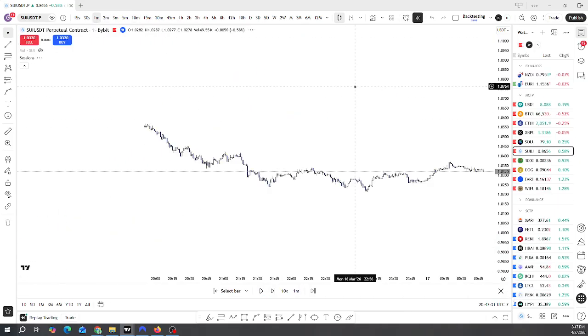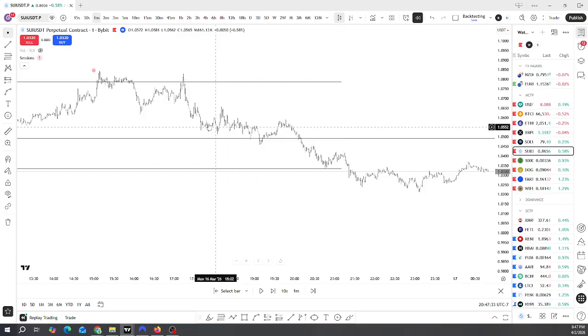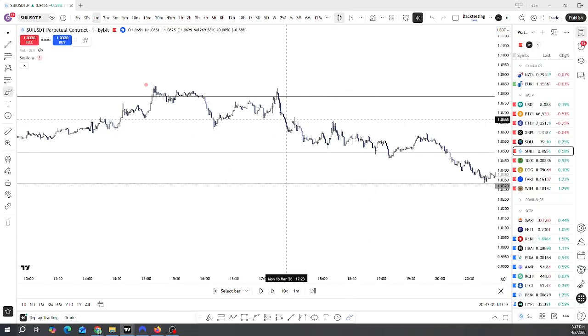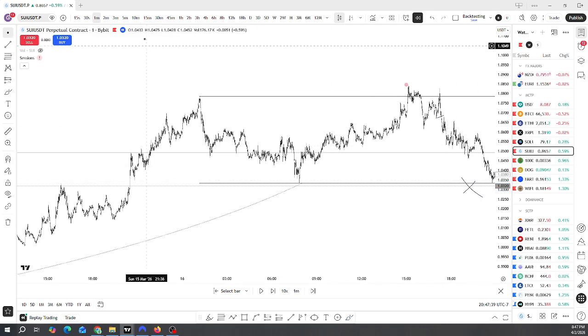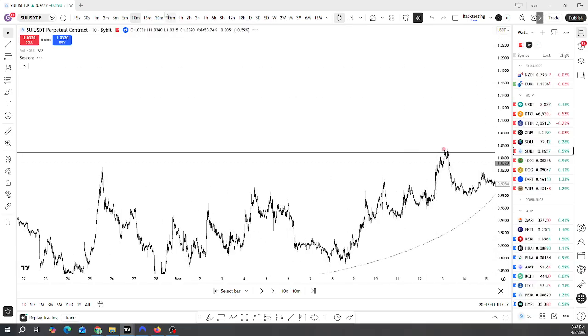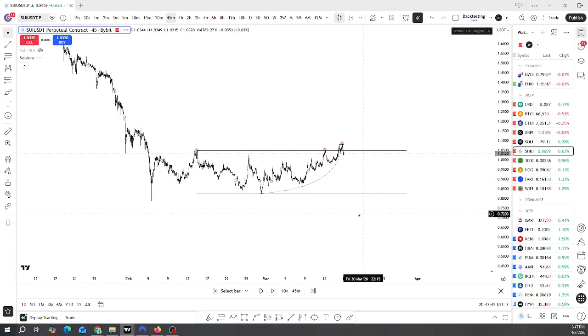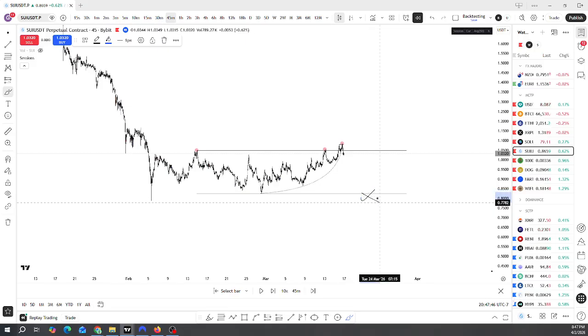Within this model, you got a nice break of structure right here. There's like a 2 RR to the technical target, and like a 19 or something RR down to the technical target of the high time frame model, so you can just de-risk it at that local target, and then just boom.